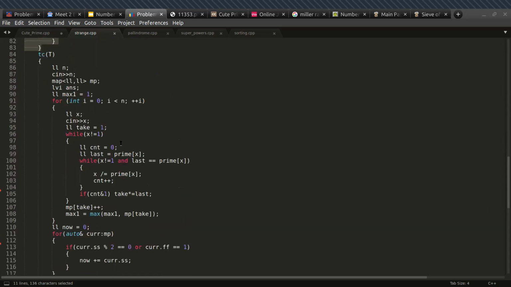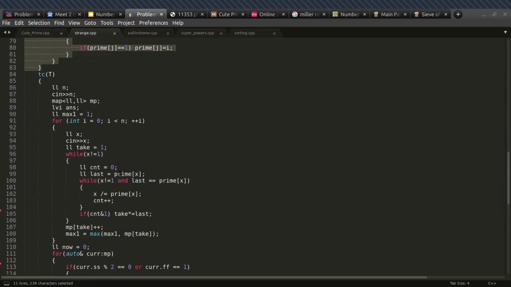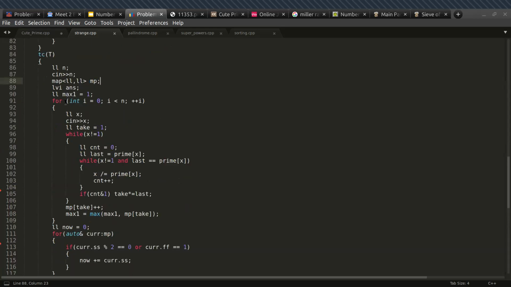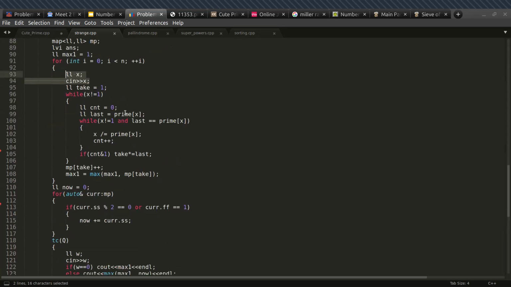Now, how will this help me? This will help me factorize every number in log n. So I have created a map. Basically, I could have used a vector over here, but I used a map because it didn't affect the time complexity that much. So I just scan every number, and for every prime I check the count of that prime. If it is odd, I multiply it. The take array is the y thing. This is the y thing.